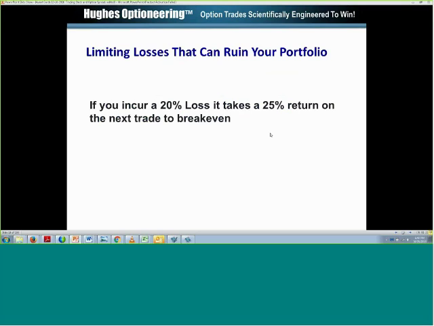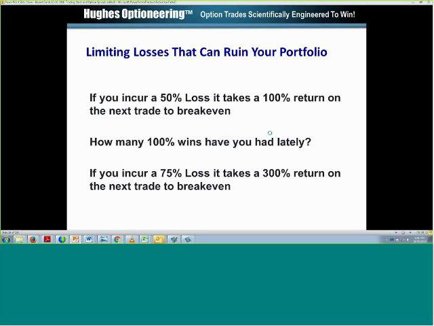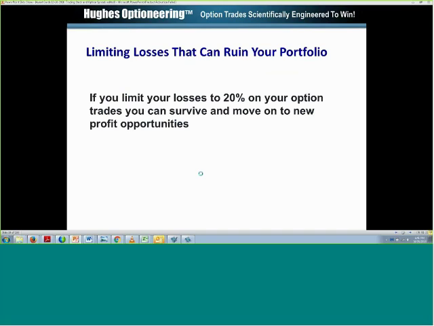So if you incur a 20% loss on an option, it takes a 25% return on your next trade to break even from that trade. But if you incur a 50% loss, it takes a 100% return on the next trade just to break even. And how many 100% winners have you had lately? So the point of this money management is to cut your losing trades short pretty quickly and to let your winning trades run. And of course, if you incur a 75% loss on your option, then you need a 300% return on your next trade just to break even.